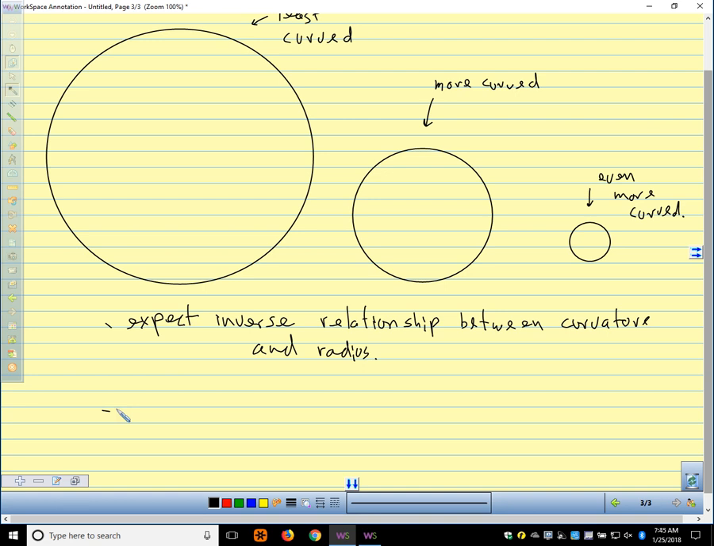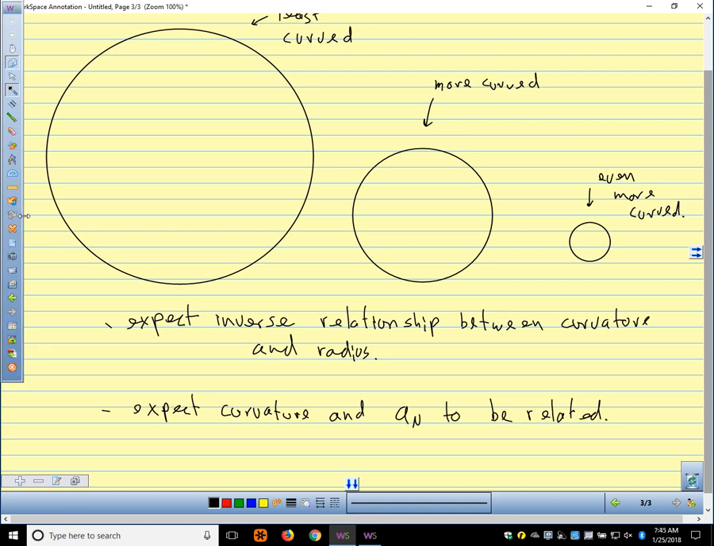So we expect curvature and a sub n to be related. So we expect the normal component of acceleration to tell us something about how we're curving along a path. All right, so that's our intuitive ideas about how, if we quantify curvature, things should come out.